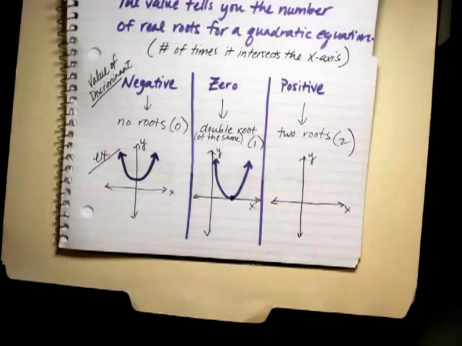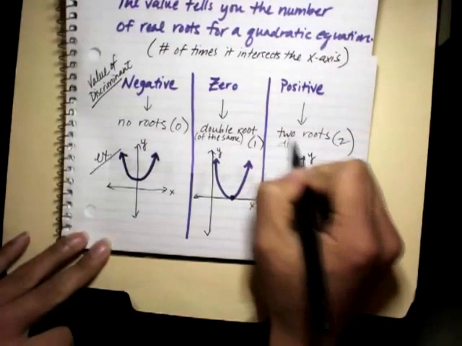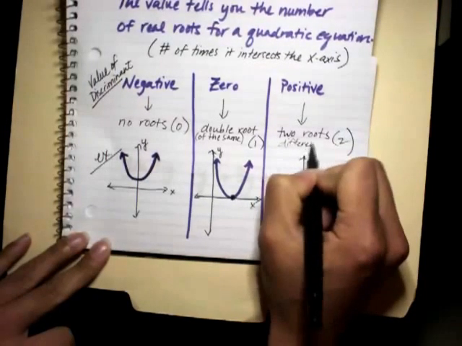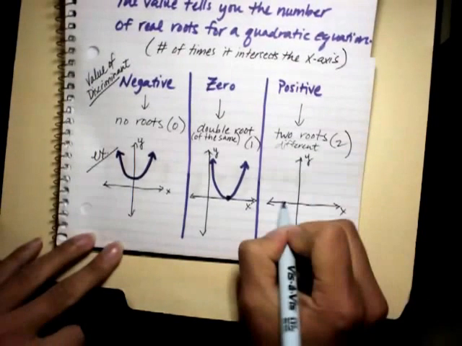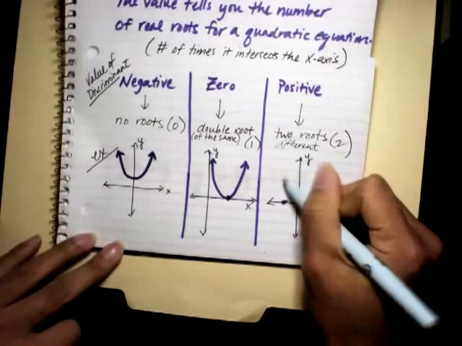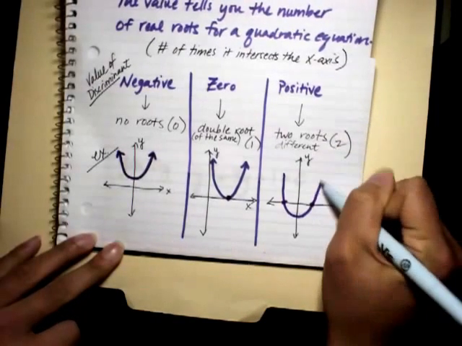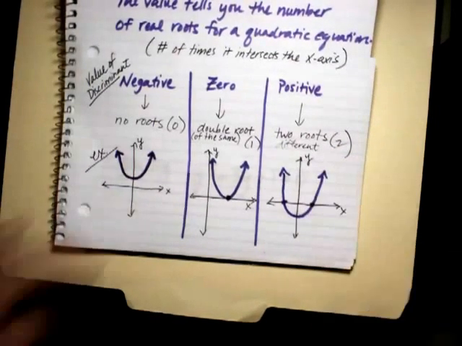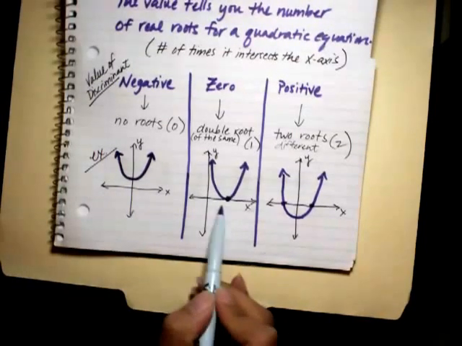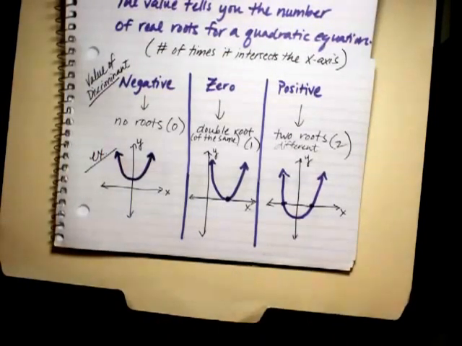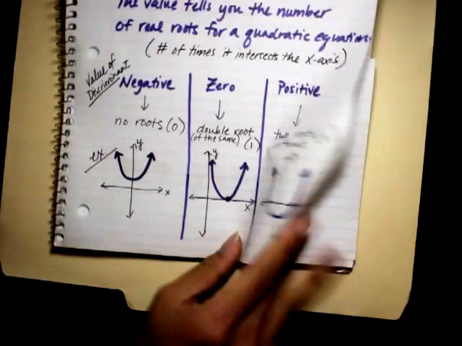And I'll actually write that in. 2 different roots. So it's 2 different places on the x-axis where your graph could intersect the x-axis. Let's say it may look something like this. So it either has 0 roots, it has 1 double root, or it has 2 different roots.